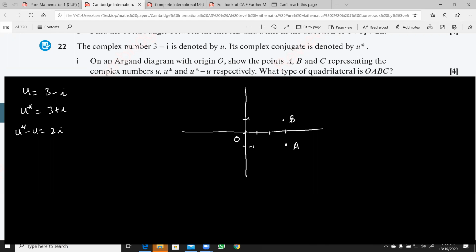And then it says C is going to represent u star minus u. So it is going to be here, this 2. This has to be marked with the point C. Okay. Now it says what type of quadrilateral is OABC. If you only know how to show these points on an Argand diagram, you could have easily got these 4 marks. So what shape is this? This is a parallelogram. Okay.